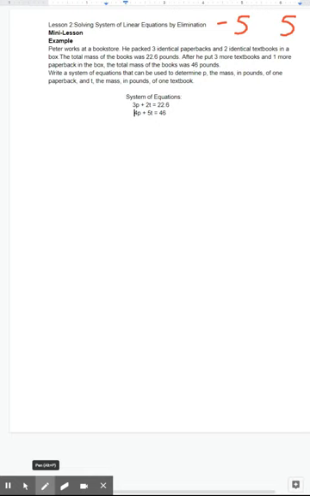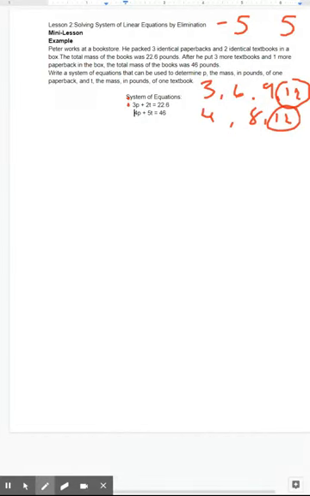If I look at 3p and 4p, I notice that those are not opposites. So I need to find the LCM, which is the least common multiple of 3 and 4, to find that common number. So 3, 6, 9, 12. 4, 8, 12. I could stop right there because I noticed that 12 is the least common multiple. So now I need to go back to my first equation. What do I need to multiply the first equation by to get 12p? Well, 3p times 4 gives me 12p.